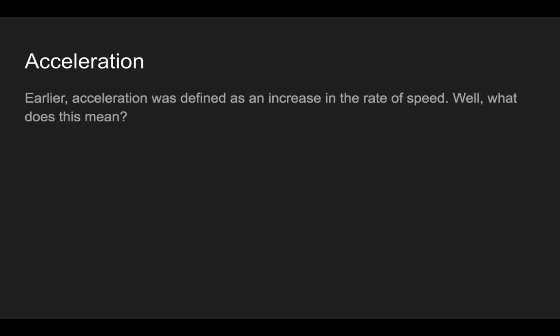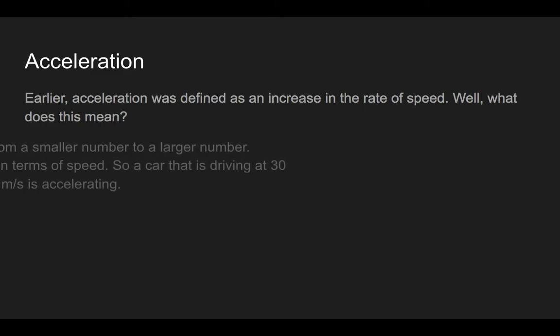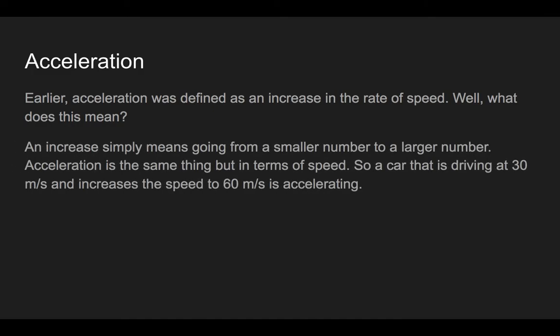So now we learn about acceleration. So earlier, acceleration was defined as an increase in the rate of speed. Well, what does this mean? An increase simply means going from a smaller number to a larger number. Acceleration is the same thing, but in terms of speed. So a car that is driving at 30 meters per second and increases the speed to 60 meters per second is accelerating because the speed goes from 30 to 60.